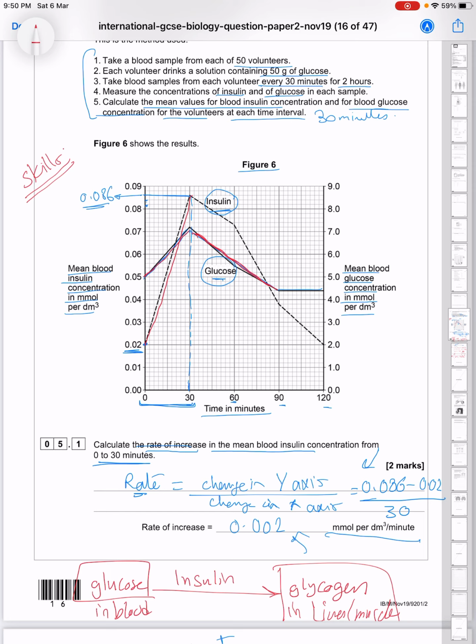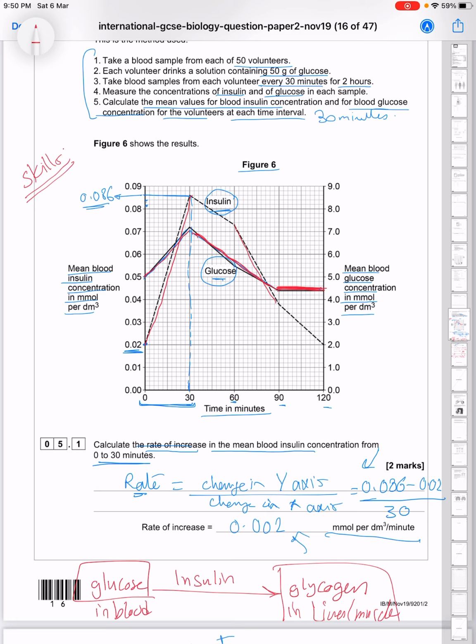Then definitely the last part, why glucose stayed back to normal, because it had already decreased to the normal amount, and that's why you see here there's a decrease in the amount of insulin, because we don't need high insulin anymore, because the glucose is already at its normal level. Okay.